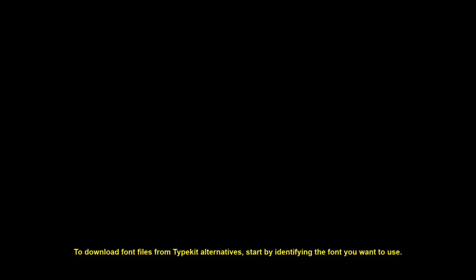To download font files from Typekit alternatives, start by identifying the font you want to use. Search for popular Typekit alternatives like Google Fonts, Font Squirrel, or Adobe Fonts. Once you have selected the alternative, navigate to its website.